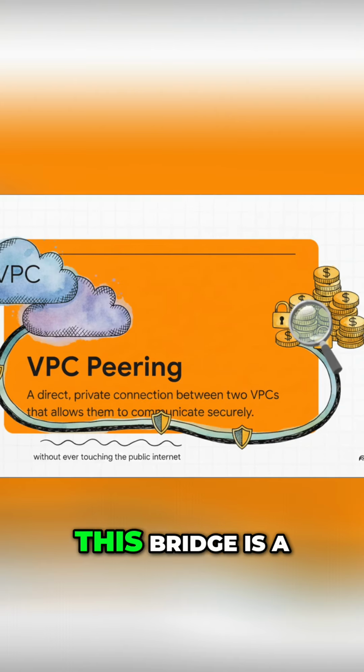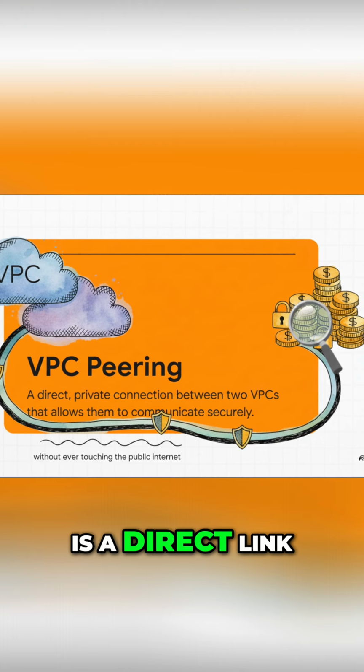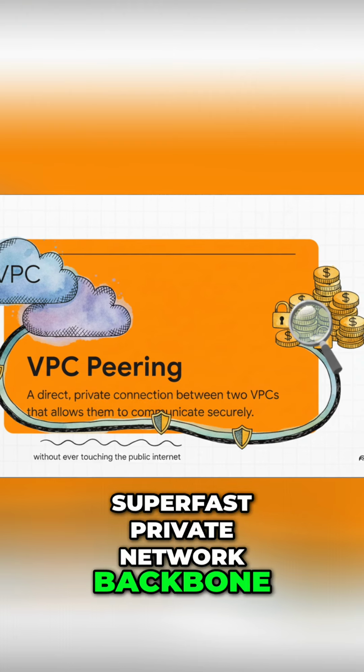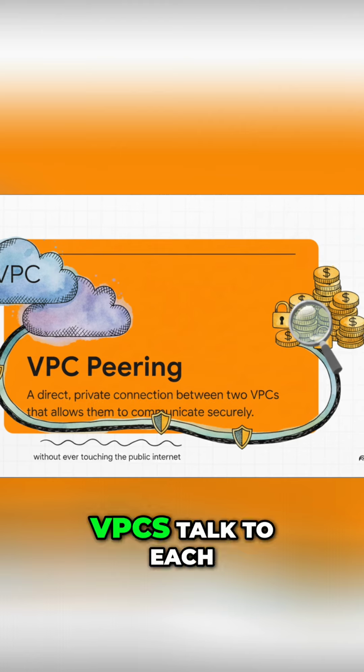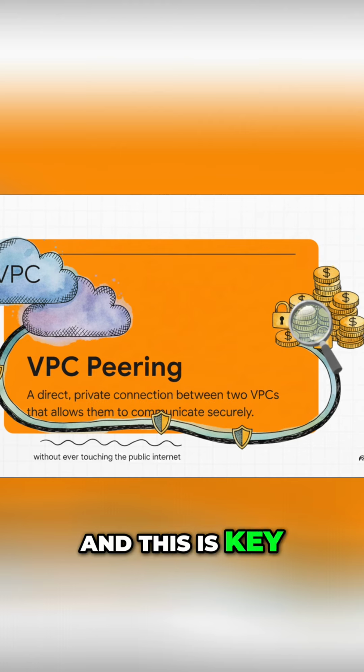The official name for this bridge is a VPC peering connection. And what it is, really, is a direct link that uses AWS's own super fast private network backbone. It lets our two VPCs talk to each other like they're part of the same network, but, and this is key, without ever touching the public internet.